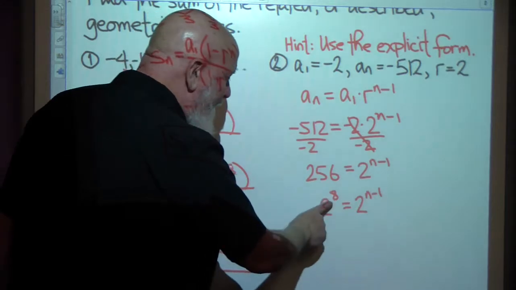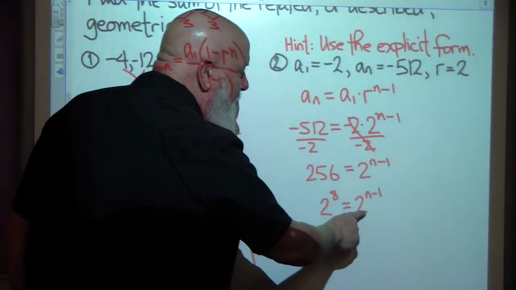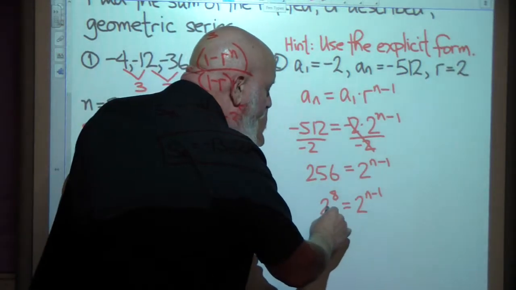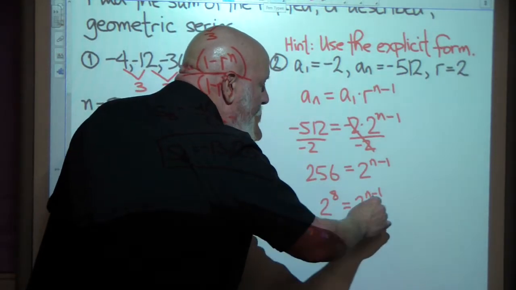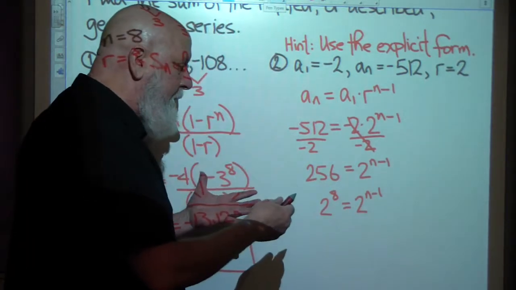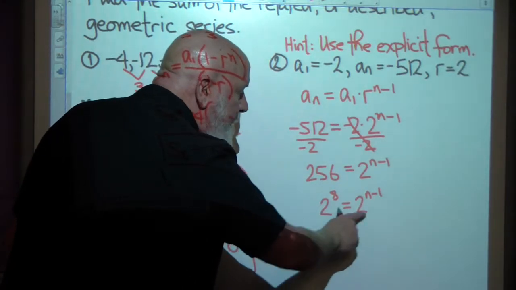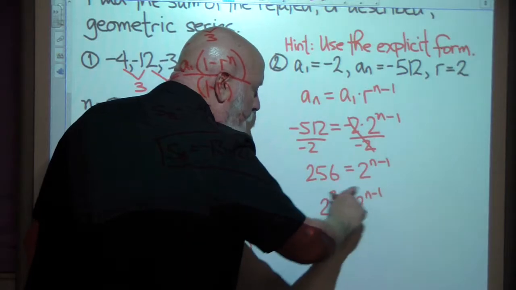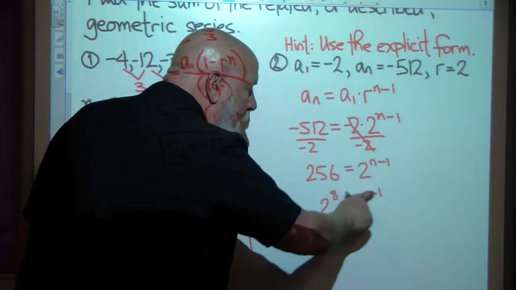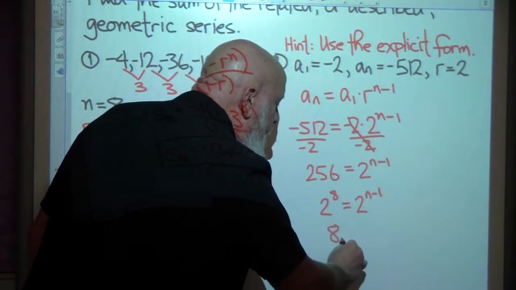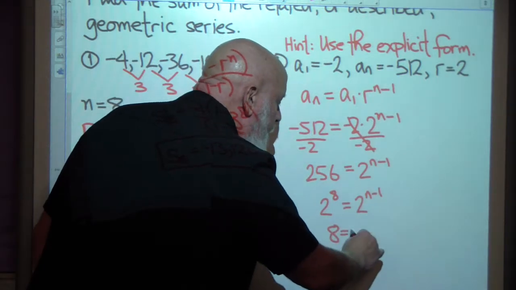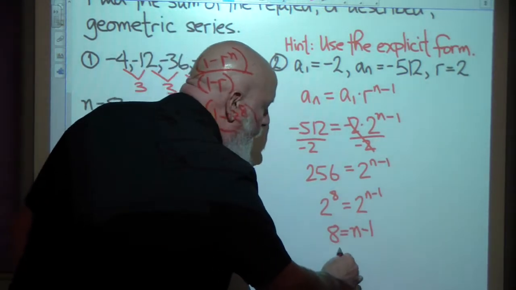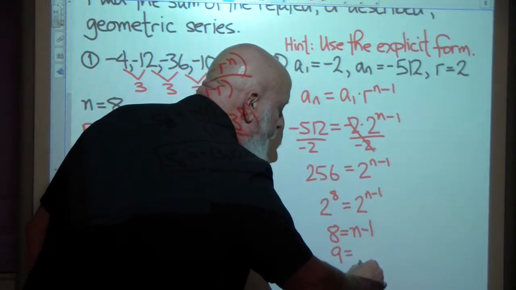At any rate, if 2 to the 8th is equal to 2 to the n minus 1, then it stands to reason that 8 and n minus 1 have to have the same value because they're equal. If the bases are equal and we're raising them to the same power, they'll be equal. So these powers must be equal. So I just say 8 is equal to n minus 1. Now we have a pre-algebra problem. Add 1 to both sides, and now we know n.